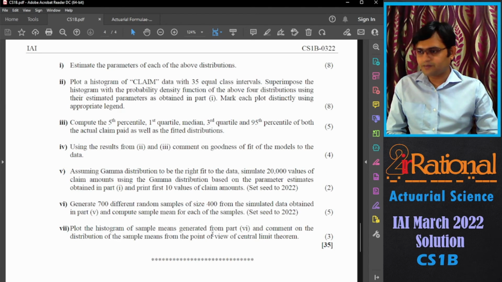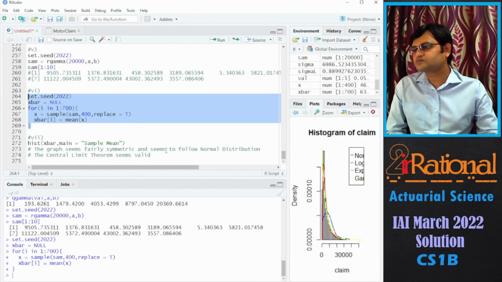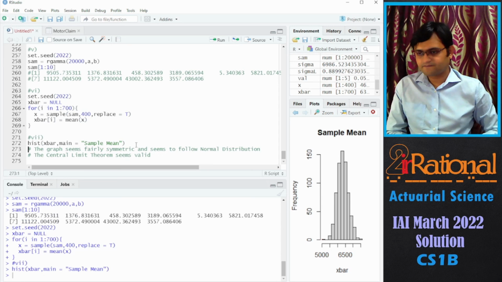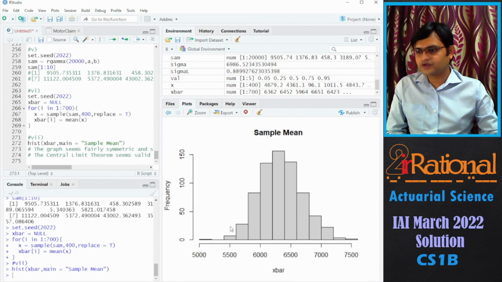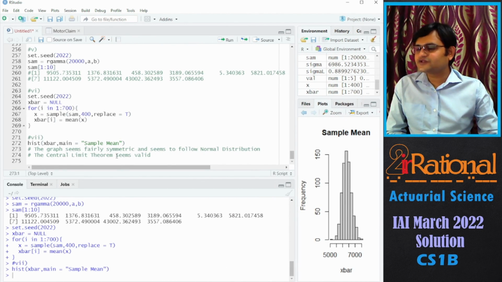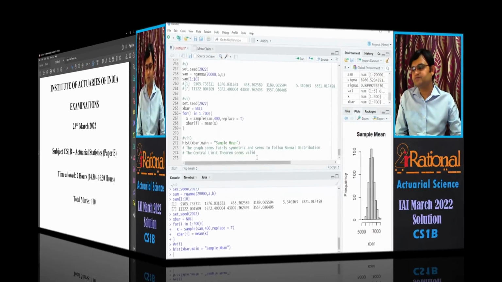Plot the histogram of the sample means generated from part 6, and comment on the distribution of the sample mean from the point of view of the central limit theorem. So we know that it is most likely going to be a normal distribution. Okay, so we will create the histogram. Here we have the histogram. It seems fairly symmetric, okay, and normally distributed, like an increasing and decreasing bell curve. So that is what I have written here. The graph seems fairly symmetric and seems to follow normal distribution. The central limit theorem seems valid.